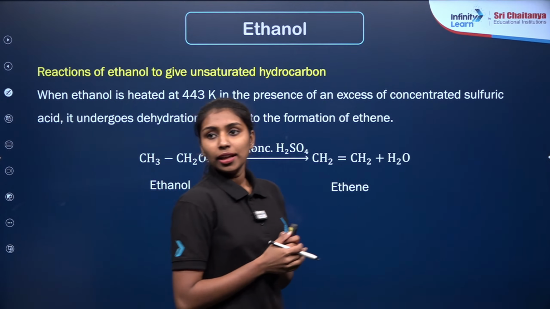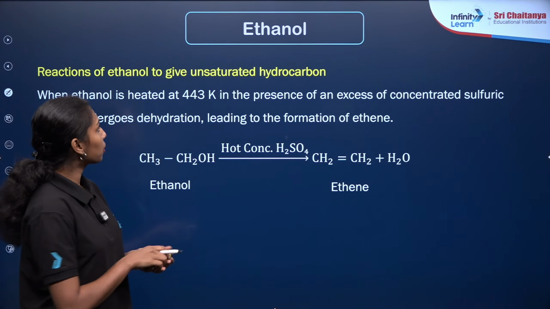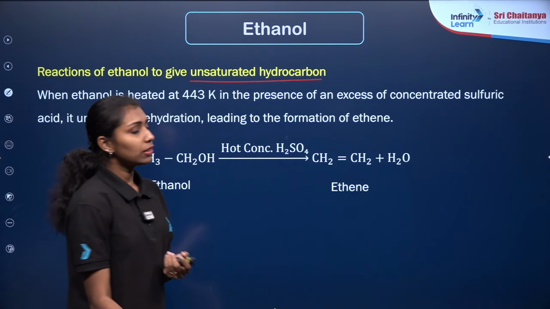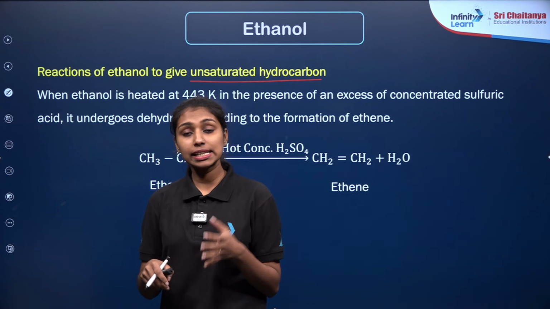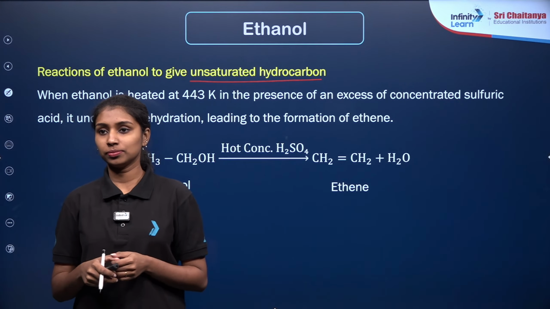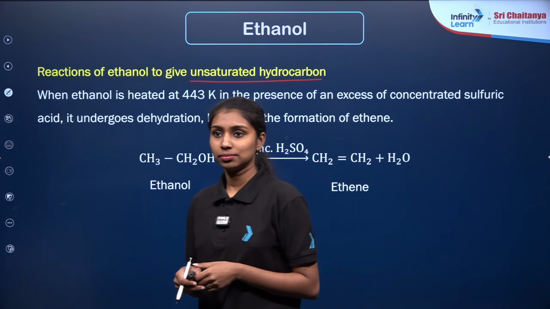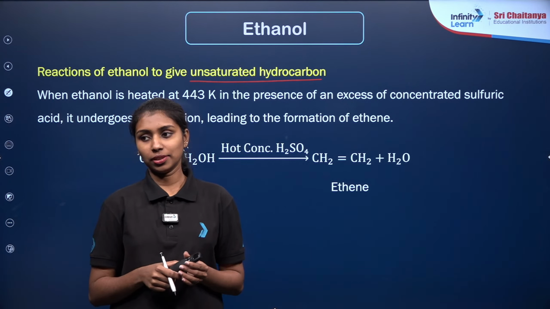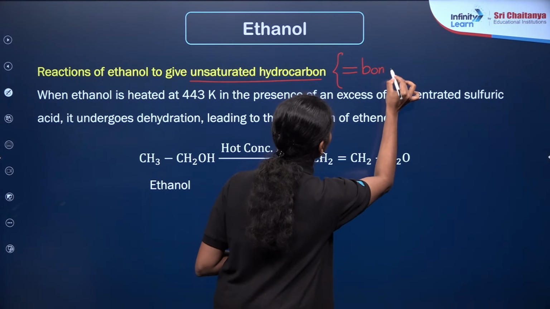Fine. Now let us discuss another type of reaction of ethanol. So what do you mean by unsaturated hydrocarbons? Again, we have discussed this in the classification of hydrocarbons, right? What is the nature of bonds between the carbons, whether it is a single bond, double bond or triple bond? Okay, I hope my question is clear. It must contain either a double bond or a triple bond between carbon atoms.